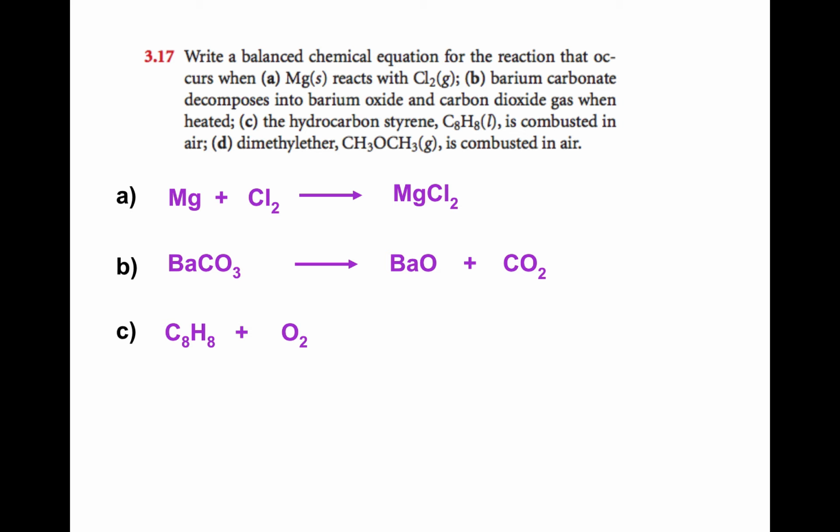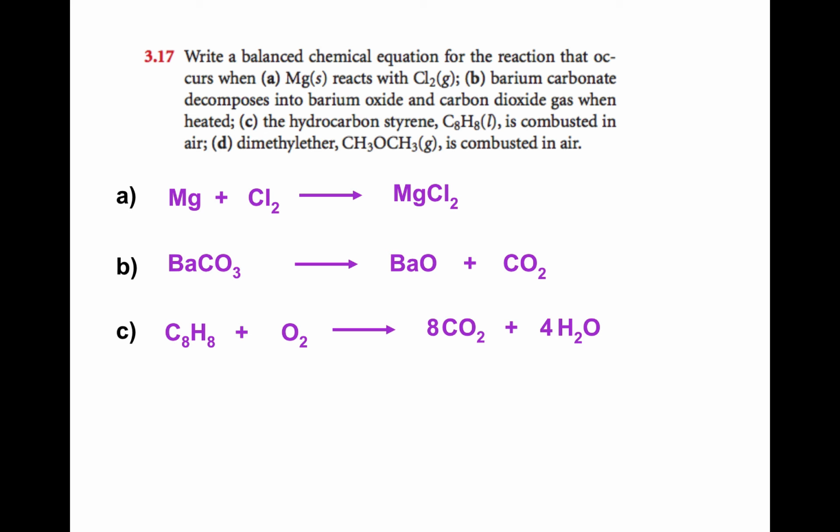C: When styrene, C8H8, is combusted in air, that means reacting with oxygen. Predict the products. Anytime you're combusting a hydrocarbon, you're always making carbon dioxide and water. The trick to balancing this is to look at the hydrocarbon. You've got 8 carbons going in. Balance the carbons first. Then look at the hydrogens. Balance the hydrogens second. And then go to the oxygens.